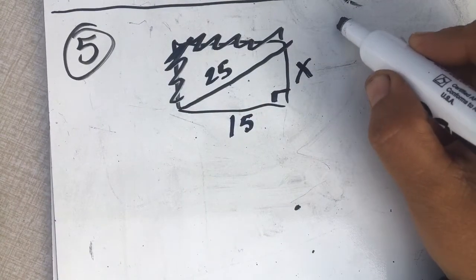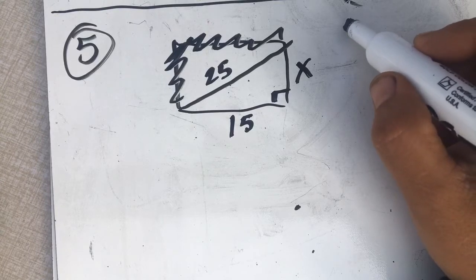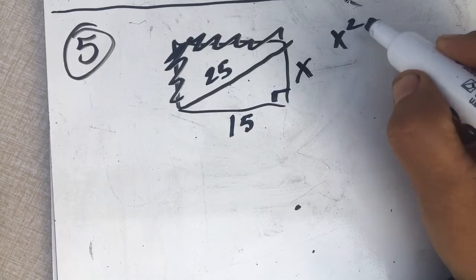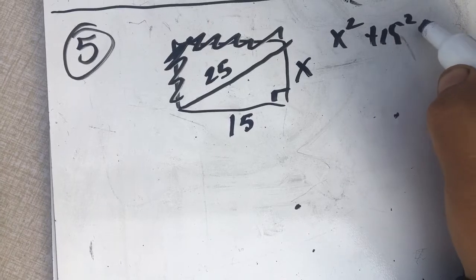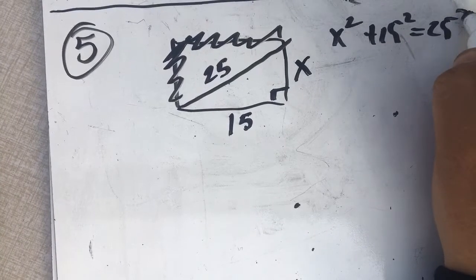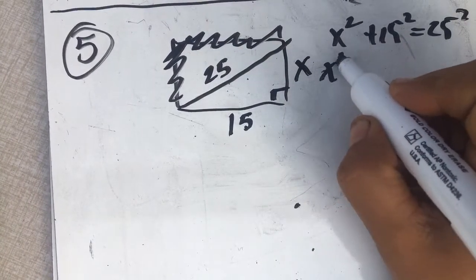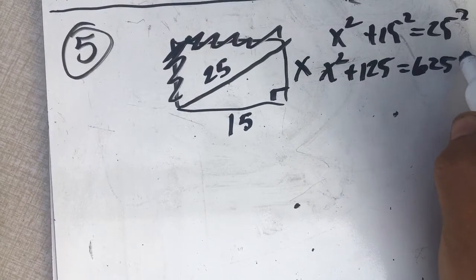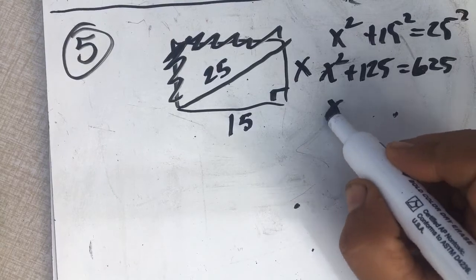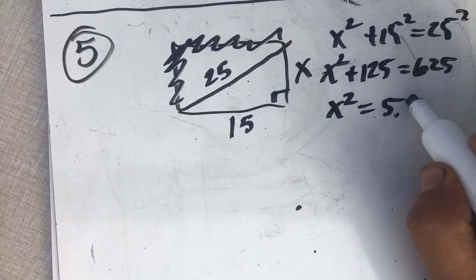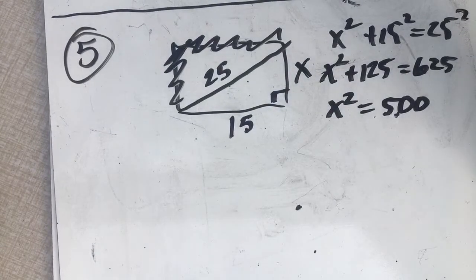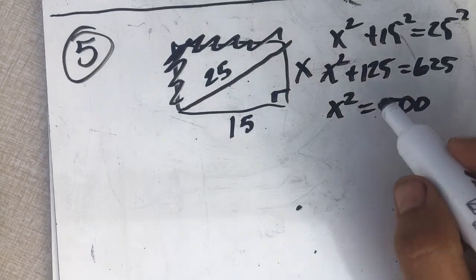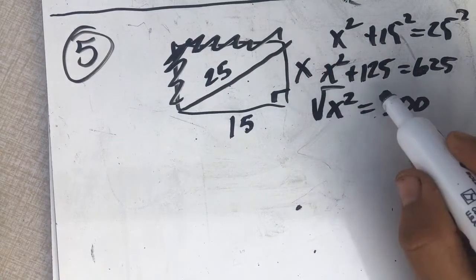Again, being sure you know the formula. Go back to the first example if you need to see it again. X squared plus 15 squared is 25 squared. X squared plus 225 is equal to 625. X squared is equal to 400. Now again, being able to know how to calculate, take the radical, take the radical.